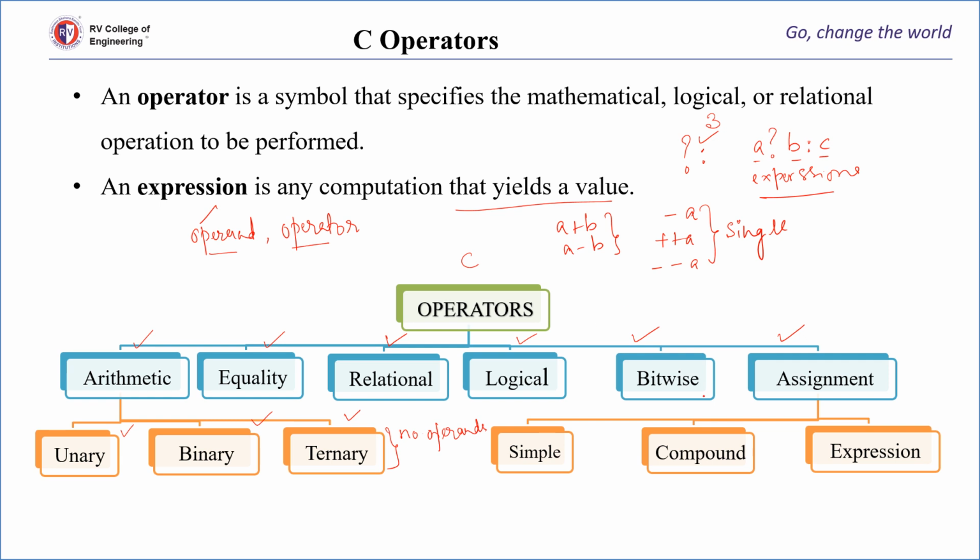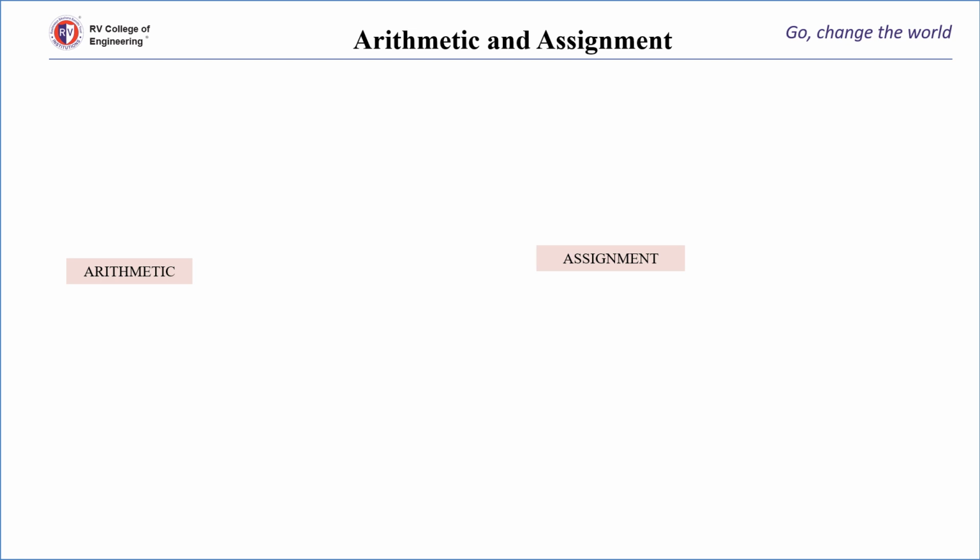Assignment operators are further classified into simple assignment, compound assignment, and an expression. In case of simple assignment, we have equal to. Compound assignment, we have the other operators, we shall discuss it, and an expression. We'll have a detailed understanding of the arithmetic and assignment operators.